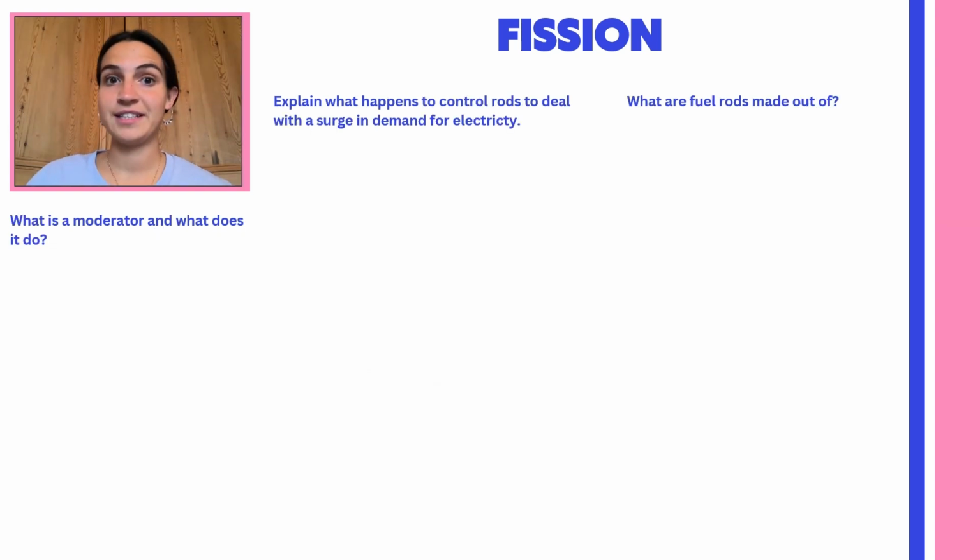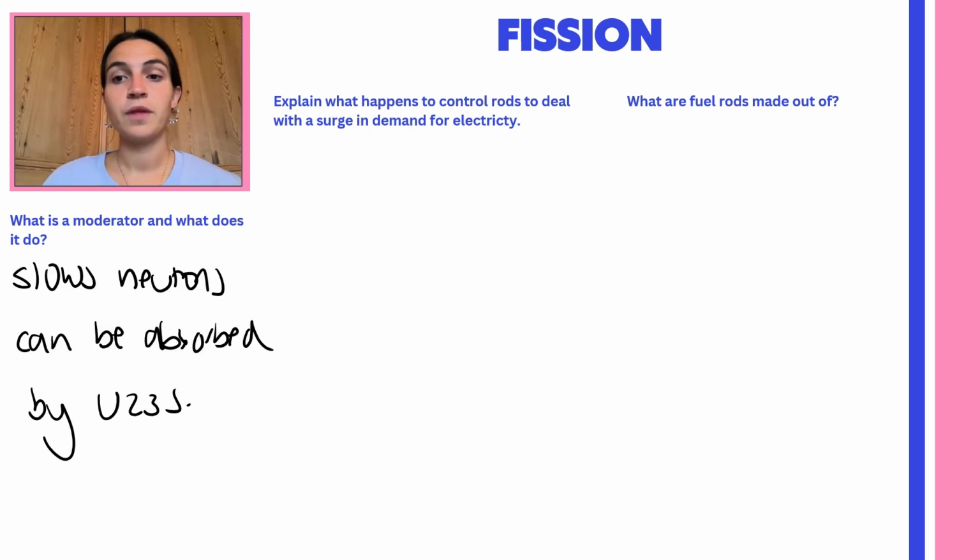Okay, what is a moderator and what does it do? So a moderator is that part of your reactor core which slows neutrons down so that they can be absorbed more readily by uranium 235. So uranium 235 will only absorb a neutron and become uranium 236 if those neutrons are going slow enough for them to be absorbed. So that's what the moderator helps do.